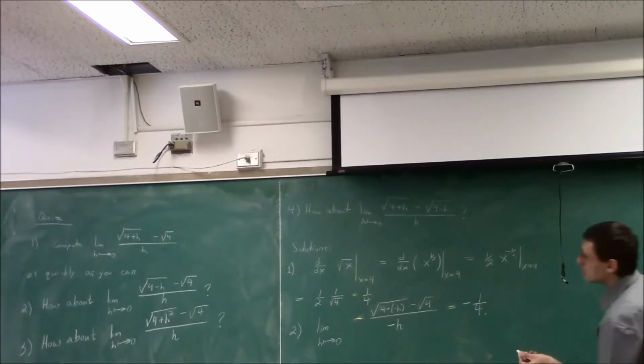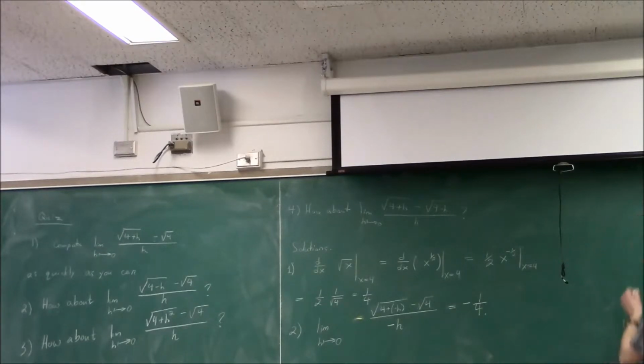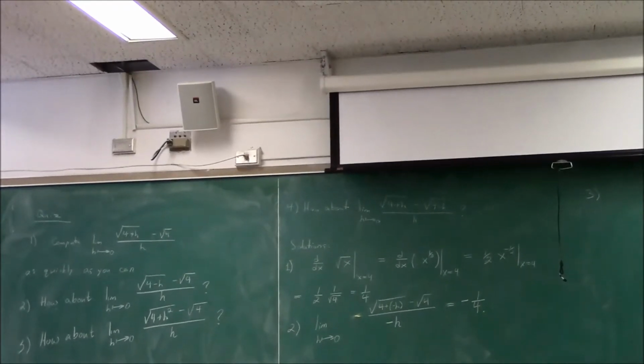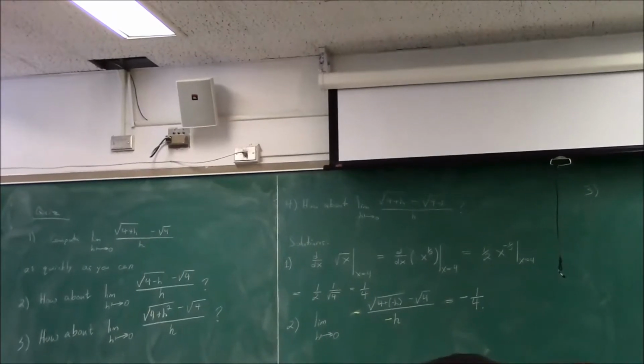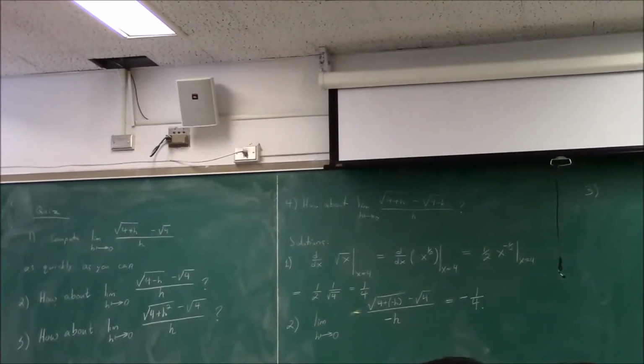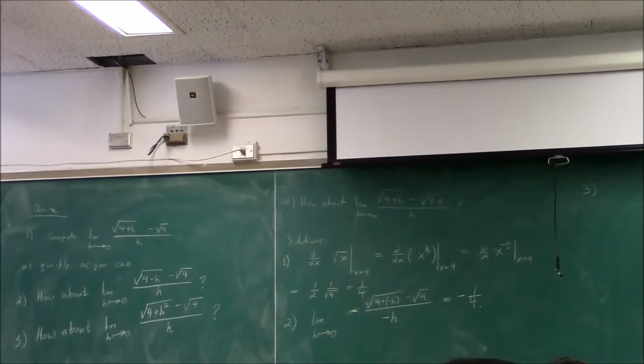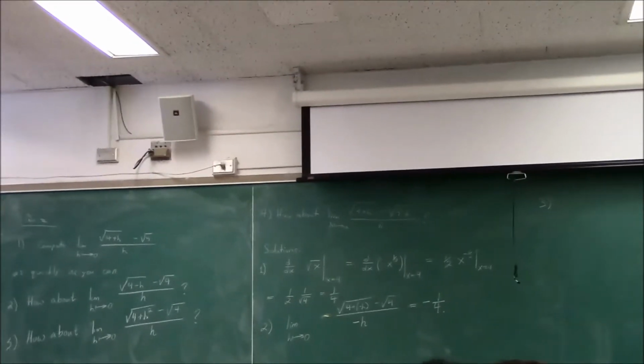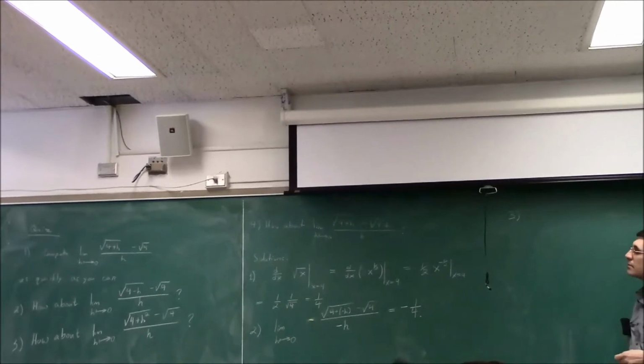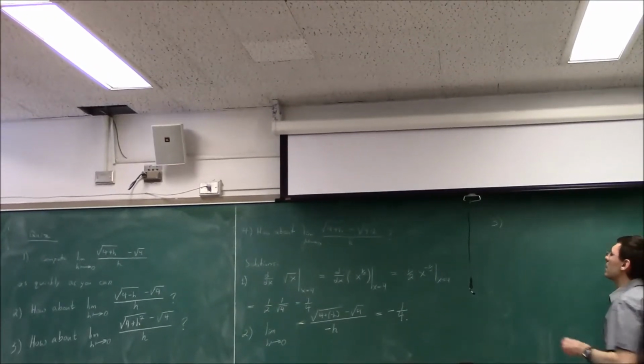Now, while we're at it, so how do we do number 3? Now it should be simpler. So what is number 3 then? You have to multiply by h. Yes, very good.